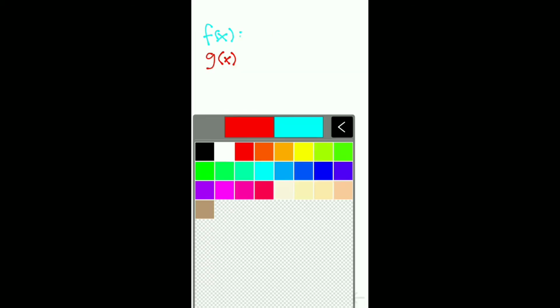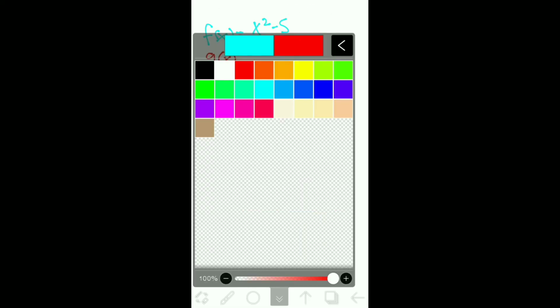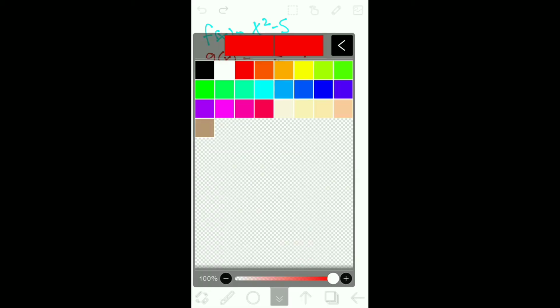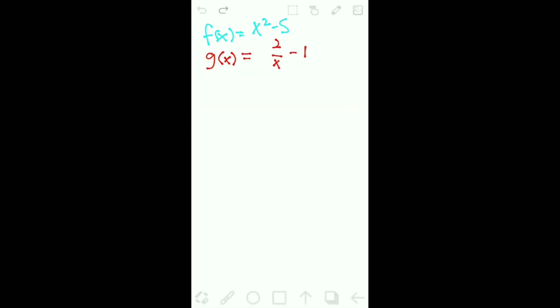Okay, what if I have f(x) equal to x squared minus 5 and g(x) equal to maybe 2 over x minus 1. So this is actually a medium problem, not so hard, not so easy, but I think you can answer this very easily. We want to find g(f(x)) instead. Just now we solved f(g(x)), but this time we need to find the composite function g(f(x)). So g(f(x)) means this function f gets inside the g function.